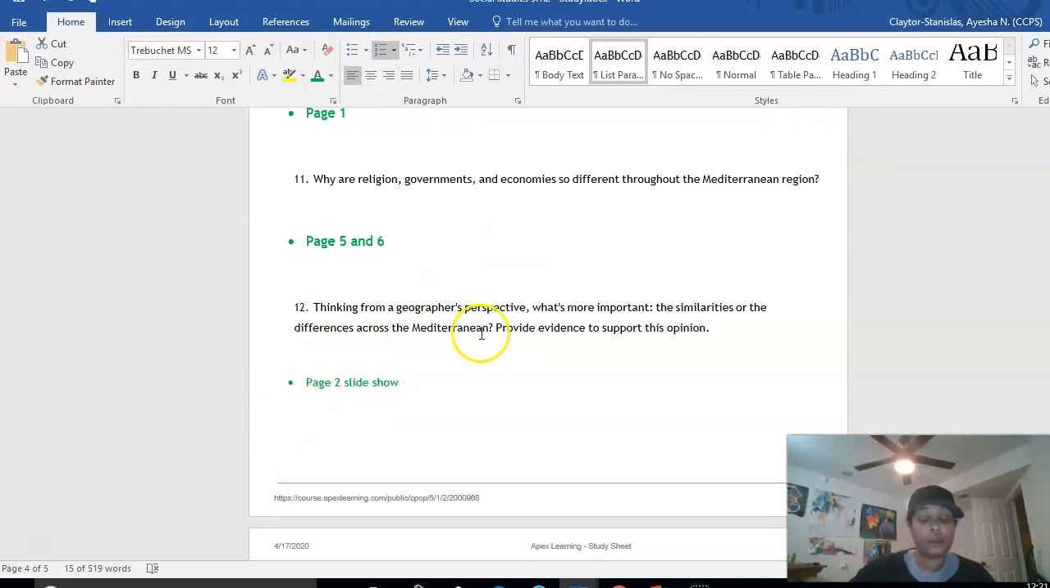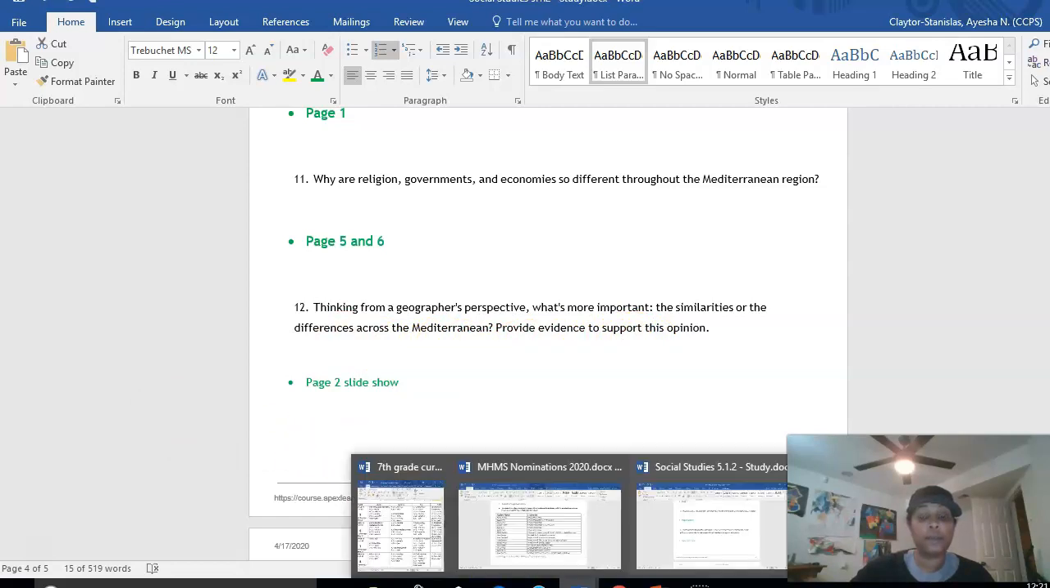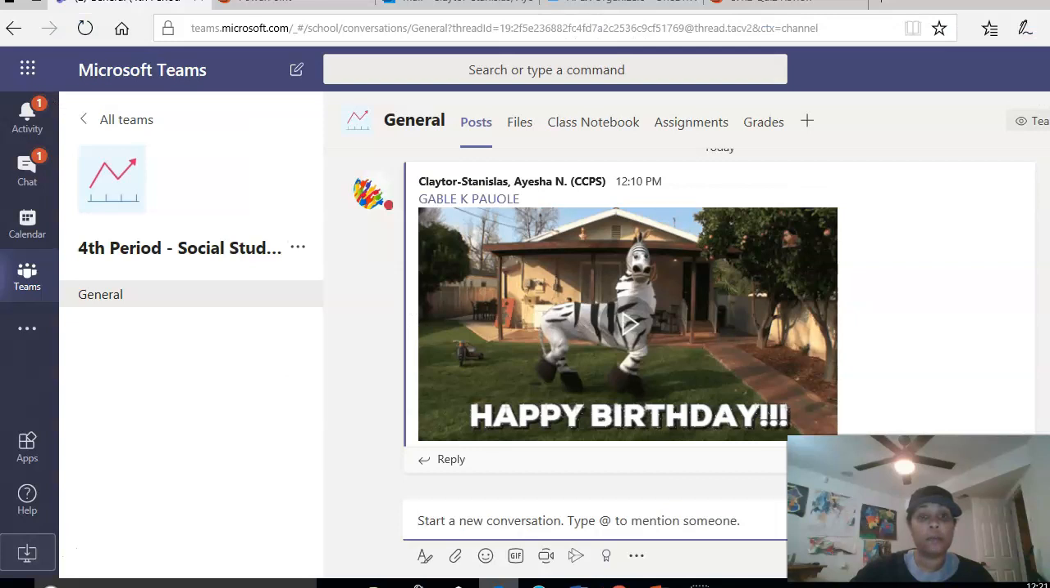Thinking from a geographer's perspective, what's more important? The similarities or the differences across the Mediterranean? Provide evidence to support this opinion. If I just go to page 2, and while I'm doing that, think of the similarity.